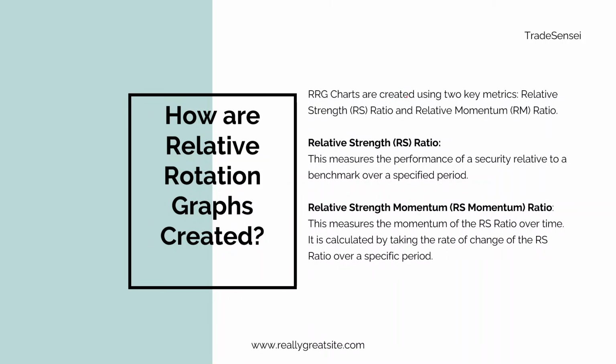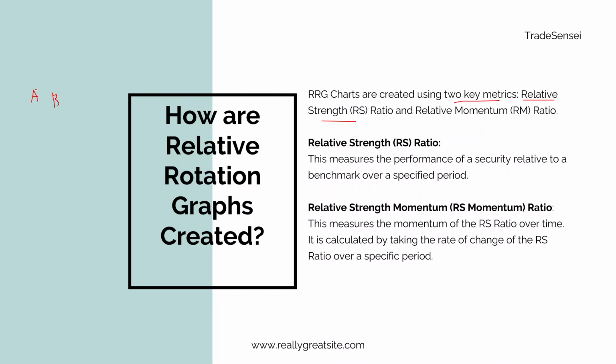RRG charts are created using two metrics. One of them is relative strength. If you don't know what relative strength is, I'm just going to simply explain it. Relative strength basically means when you compare two securities, two stocks or two indices, which one of them is stronger. So let's say there's stock A and stock B.